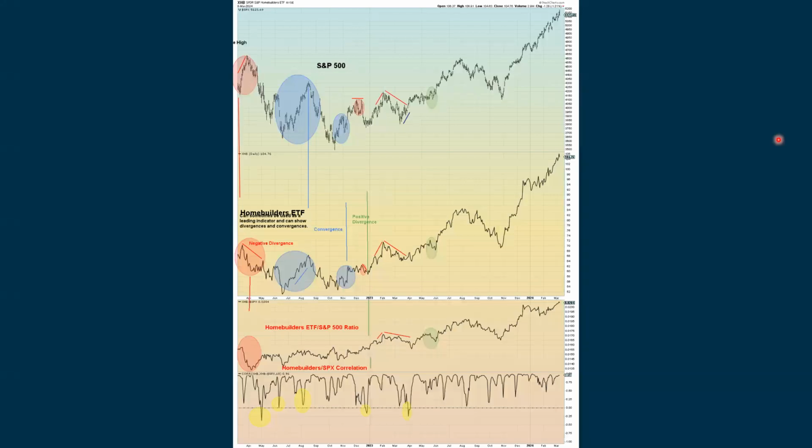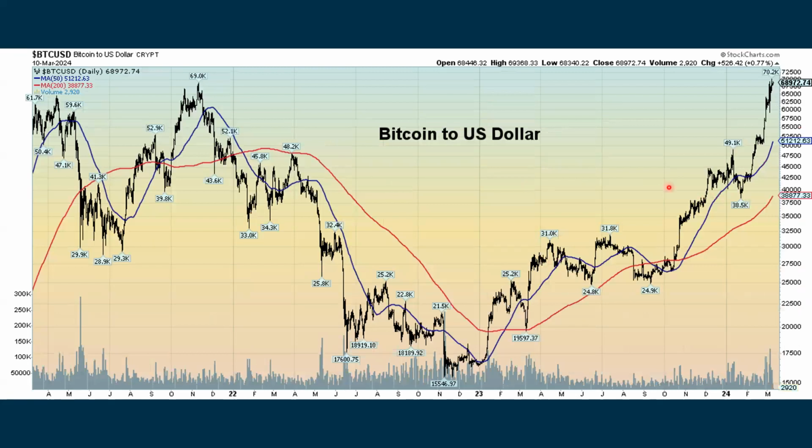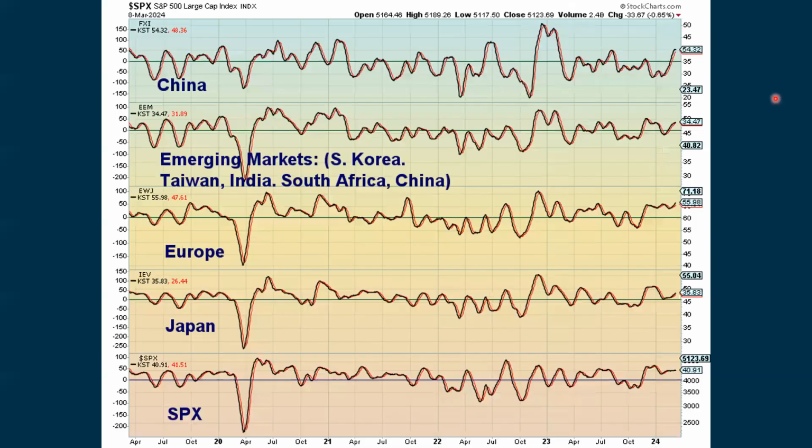Then we look at the housing market and we compare it with the S&P. We're looking for divergences or convergences here, and they're pretty much converging with each other. So we're not really getting any insight from this chart right now. Bitcoin is setting all-time highs itself, breaking out and getting up into the 70,000 range.